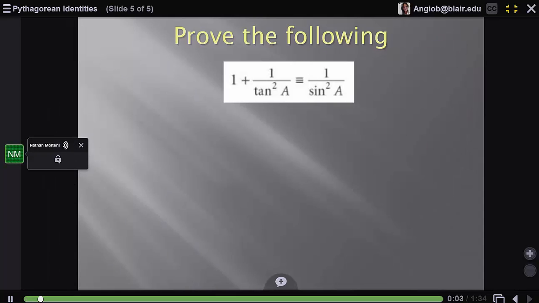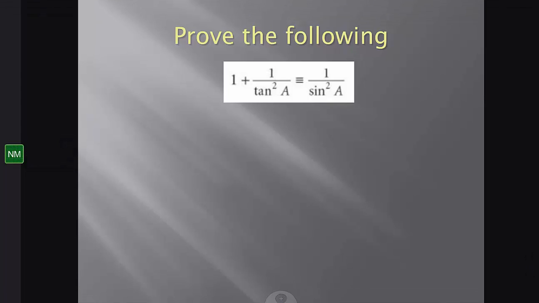Okay, so finally, how might I go about proving an identity using the new Pythagorean identities? We'll prove the following. Remember that when we want to prove something, we're just going to work on one side. So in this case, on the left-hand side, the first thing I'm going to do is say that's 1 plus 1 over tan squared a. If it helps, that's the same as 1 over tan a squared. And again, if it helps on the other side, think about the other side as 1 over sine a squared.